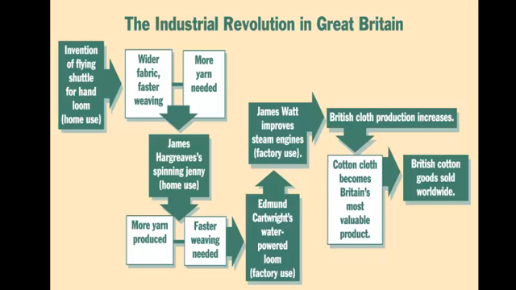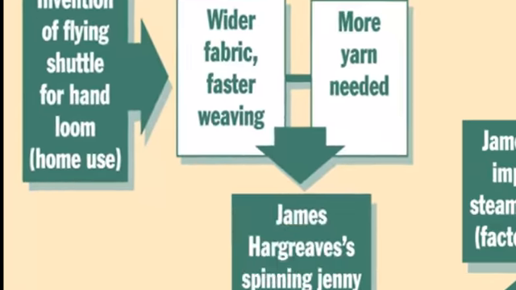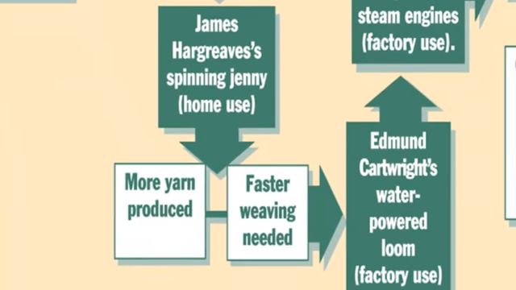Let's start by briefly reviewing industrialization's origins in Great Britain. It started with the invention of the flying shuttle for hand looms in homes. Then with wider fabric, it was faster weaving, but there was more yarn needed. So James Hargreaves' spinning jenny helped address that. Again, it was for home use, so not yet in a factory. That produced more yarn. Faster weaving was needed now.